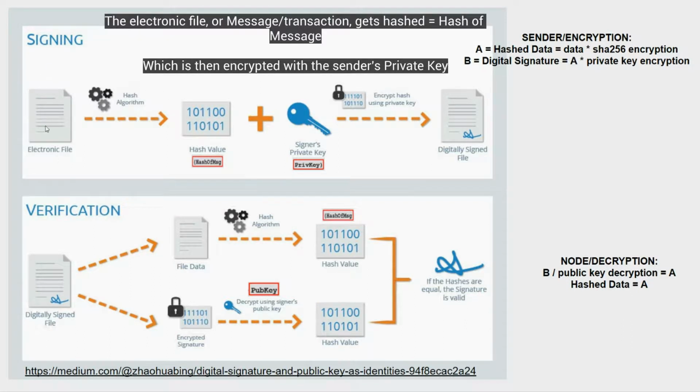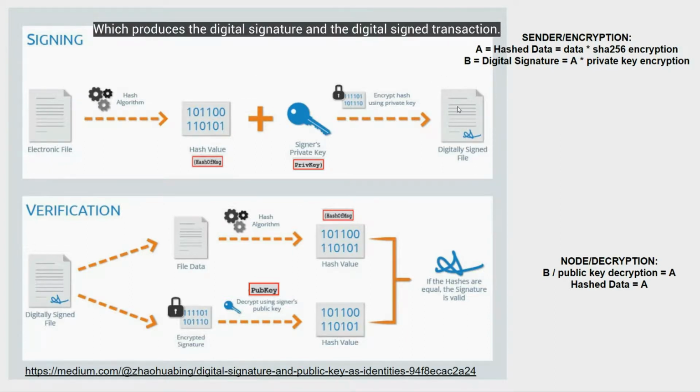So here the electronic file or data or transaction gets hashed. So we have the hash of message here that is then encrypted with the signer's private key, which produces the digitally signed transaction. So the transaction data with the digital signature.